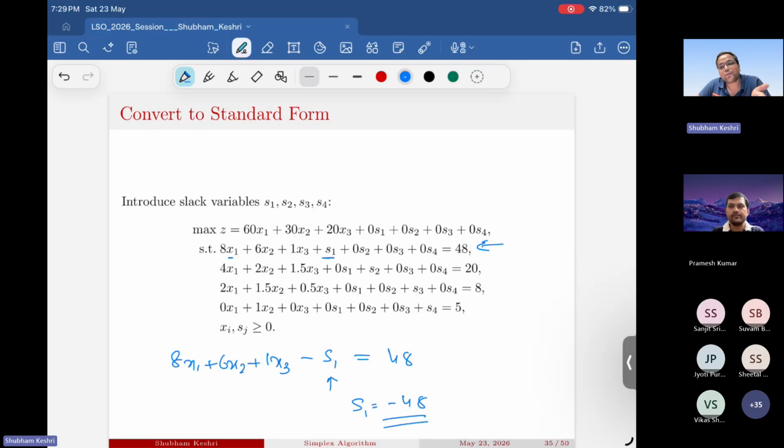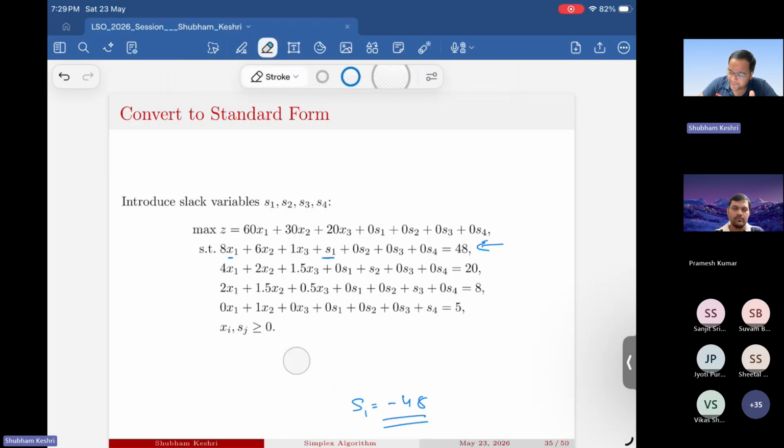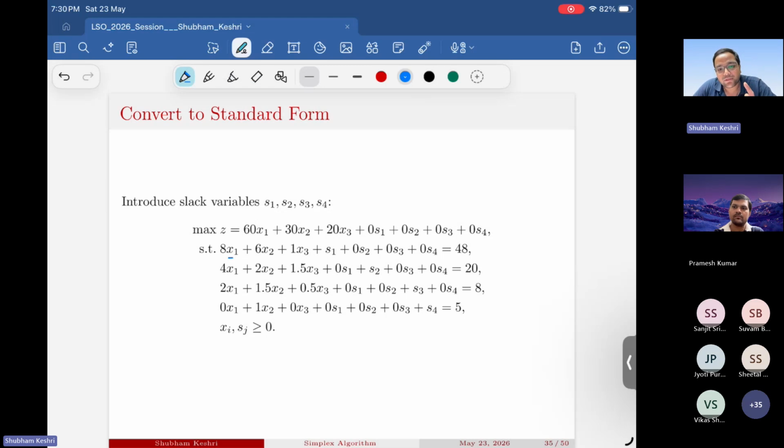In that case, you may have to introduce extra variables. Those variables are known as artificial variables. Those are more details of simplex. I'm not going into detail, but this is a way of identifying the first basic feasible solution and initiating simplex. So you need to have a basic feasible solution to initiate simplex.